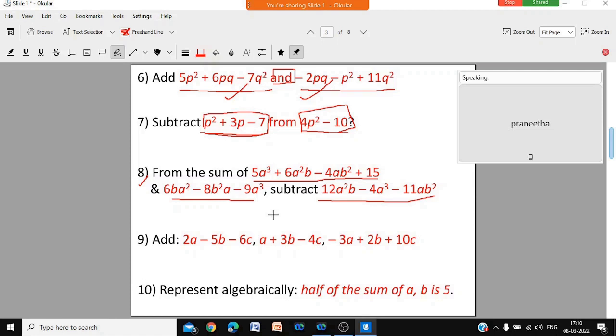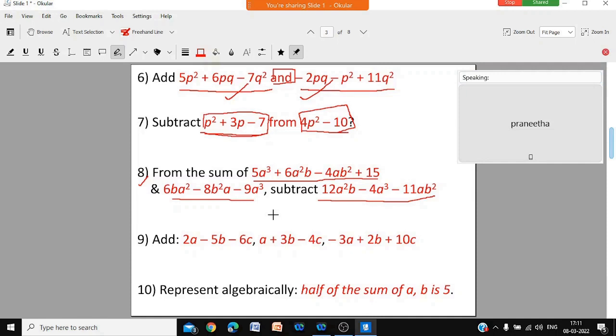From the sum of 5a cubed plus 6a squared b minus 4ab squared plus 15, and 6ba square minus 8b square a minus 9a cube, subtract 12a square b minus 4a cube minus 11ab square. Finish, beta?